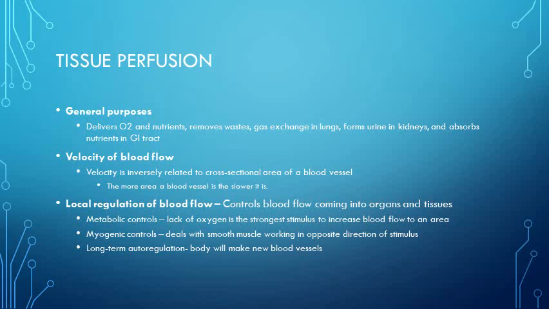And there are also local regulations of blood flow, which control the flow coming into organs and tissues. There are metabolic controls, where lack of oxygen is the strongest stimulus to increase blood flow to an area, and myogenic controls, which deal with smooth muscle working in the opposite direction of the stimulus, and the long-term autoregulation as well, when the body will just make new blood vessels.